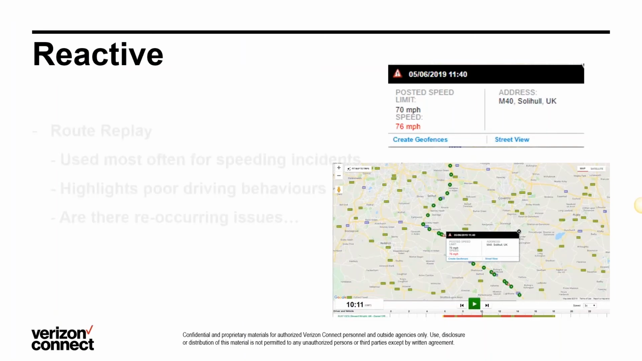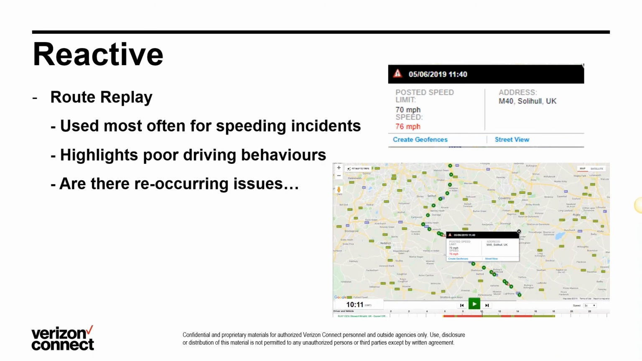First and foremost, you have reactive data points, things like your route replay. Most often it's used for speeding incidents, just to reconfirm the telematics data: have they actually committed that particular incident? It does highlight poor driving behaviours, and it also allows you to pose the question: are there reoccurring or ongoing issues with a particular driver or a particular group of people as well?